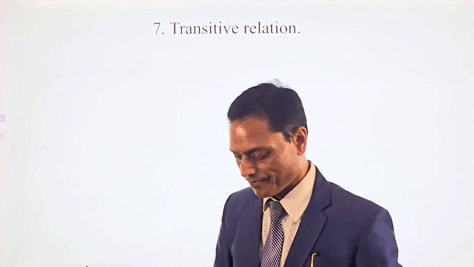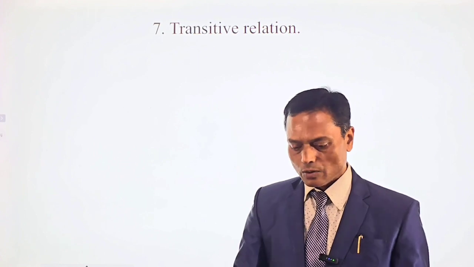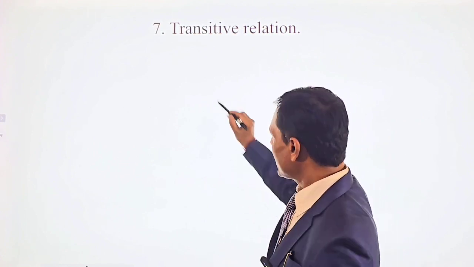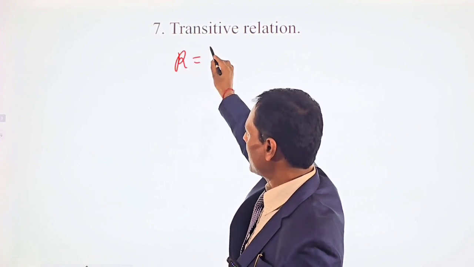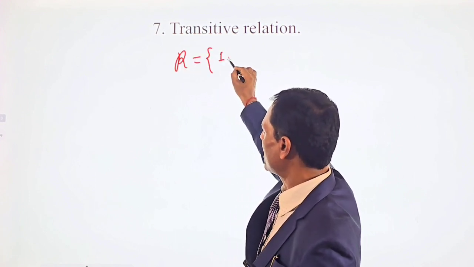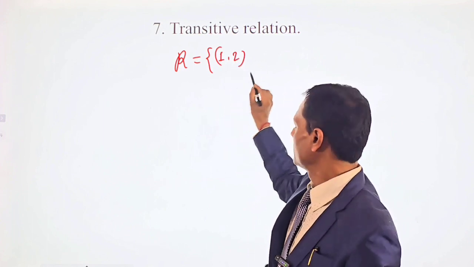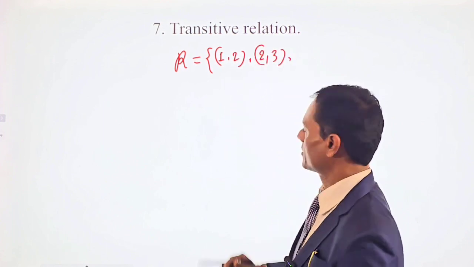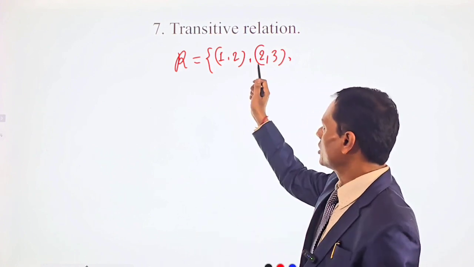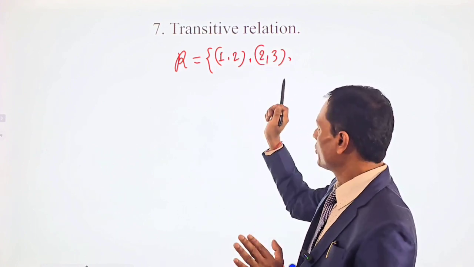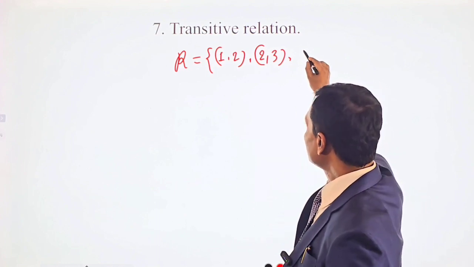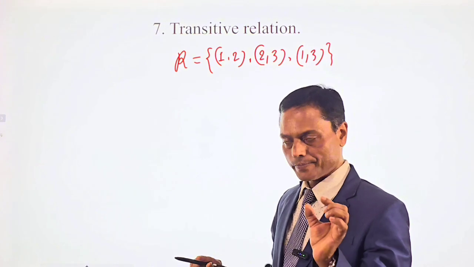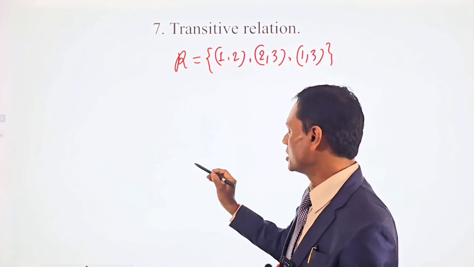Transitive relation, okay? In this relation, we have to use our mind. How? See carefully. Let we have here R = {(1, 2), (2, 3)}, right? See carefully. 1 to 2, 2 to 3, we wrote. Then (1, 3) is compulsory, right? Not to forget that.